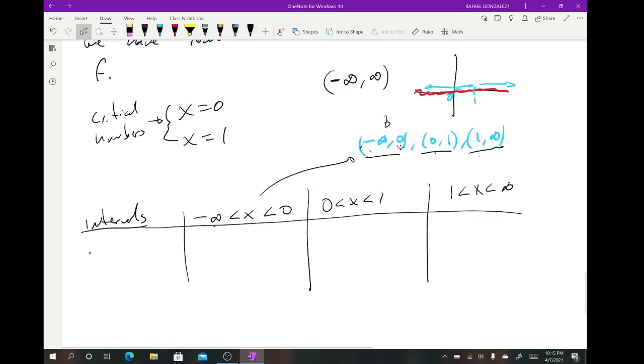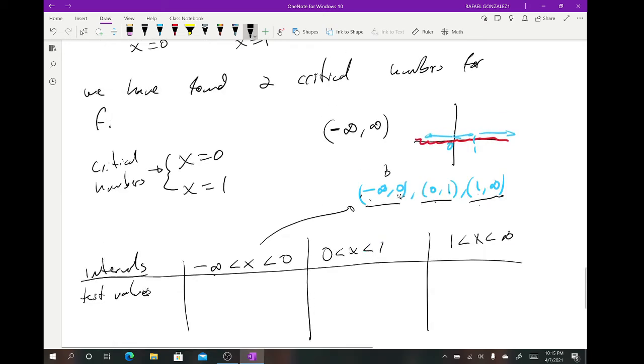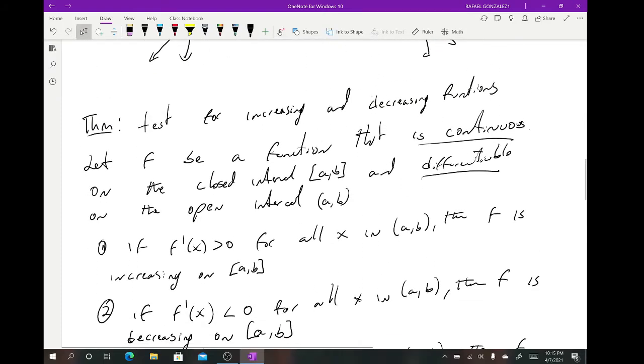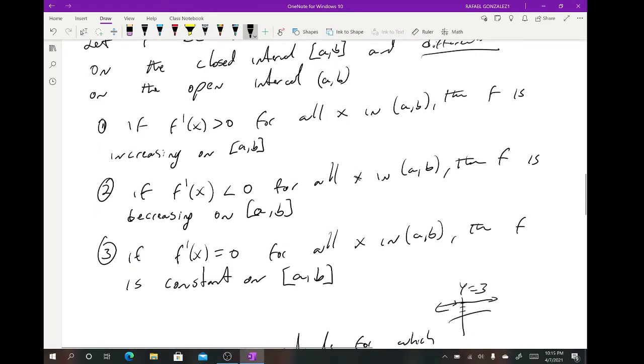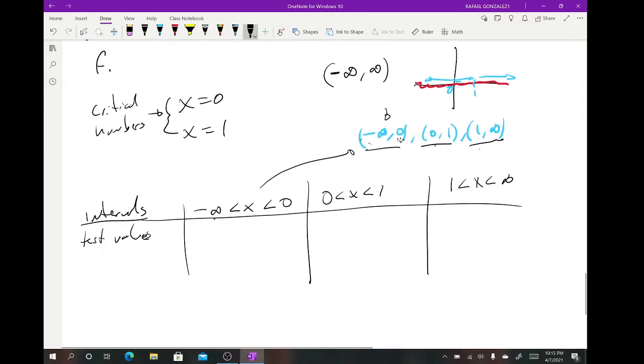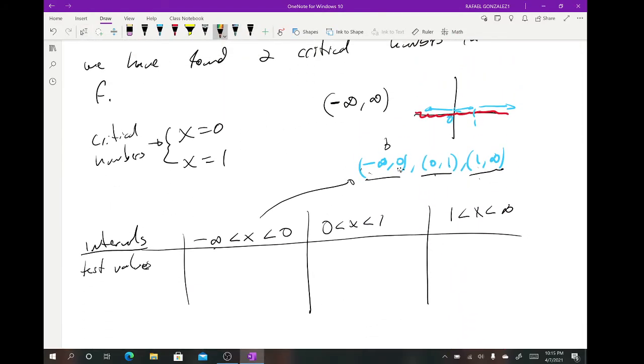The second thing that we need to do is choose some test values. This is, after all, a test. I didn't tell you this was magic. So we pick test values, which will be numbers of x found on these intervals. You could pick any number you want. For the first one, I could pick -5, -1,000,000, -3,215, or I could just simply pick a simple number like x equals -1.